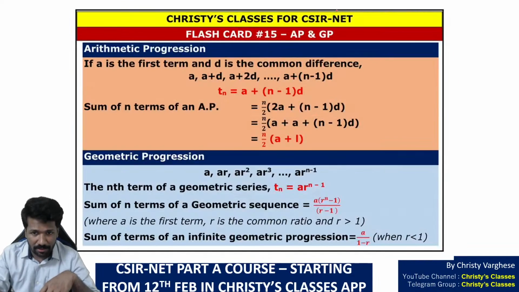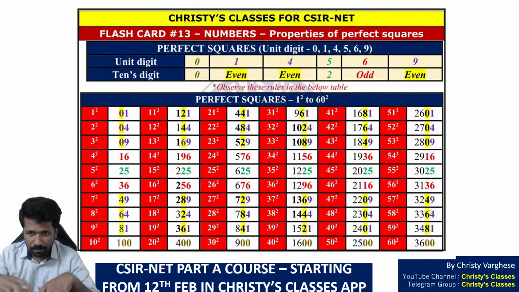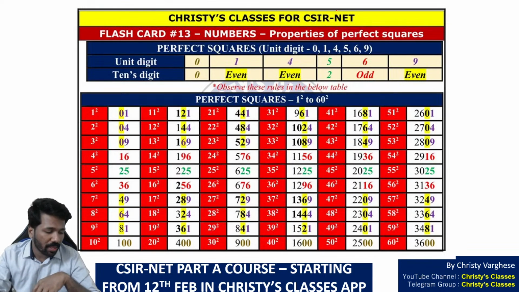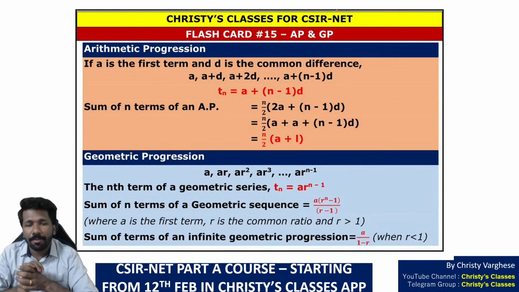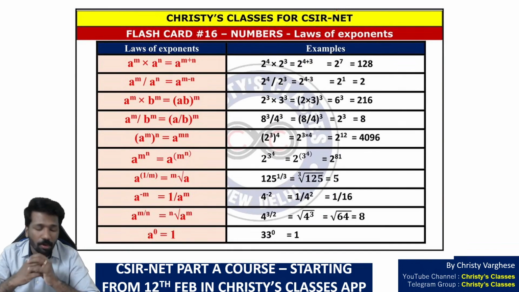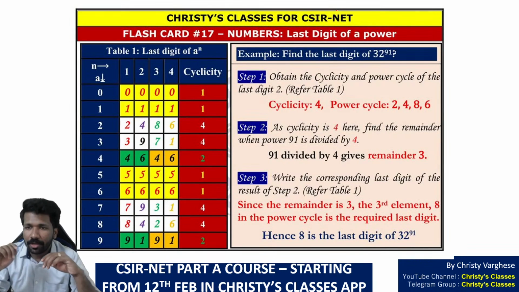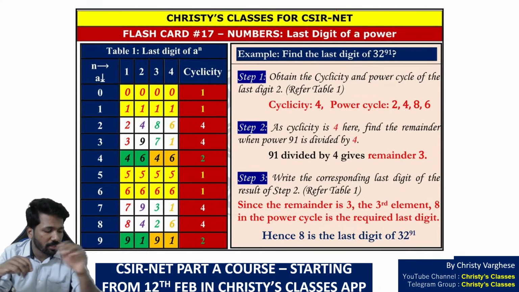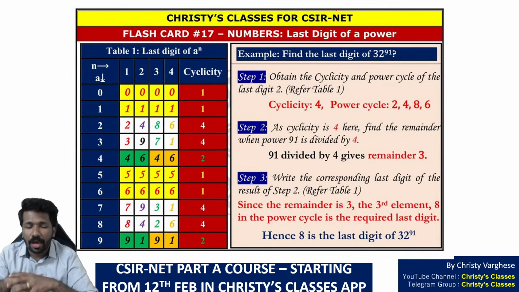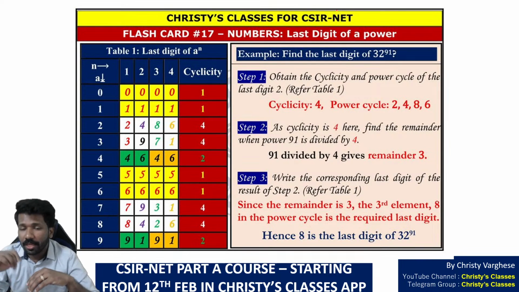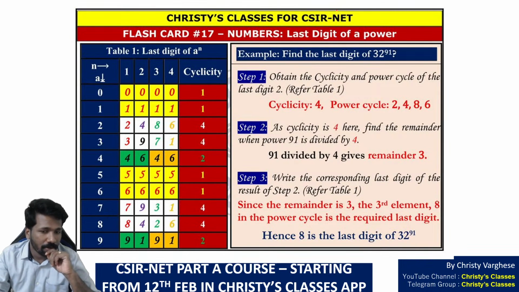And another important area is last digit identification. I think that flashcard is not there, not in this. So how to identify the last digit of a power is also an important topic. And then arithmetic progression, geometric progression, AP and GP, are also part of number system. Laws of exponents is also a very important area. A question on laws of exponents came last year too. And last digit of a power related questions are also frequently asked. In the last few years, this type of question came repeatedly.